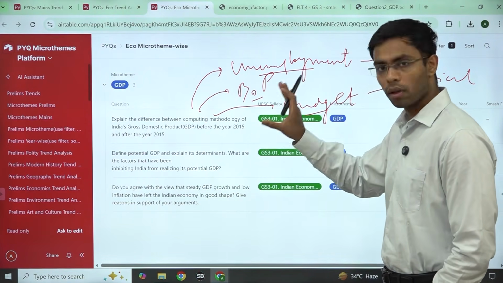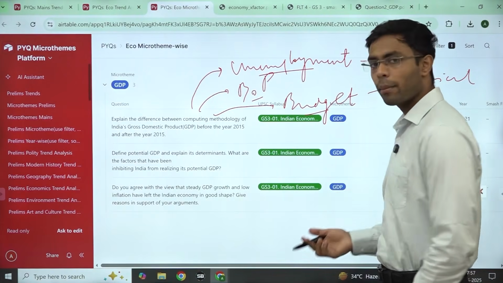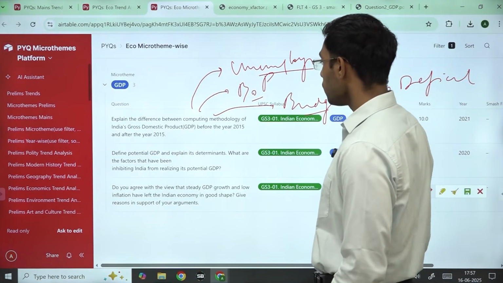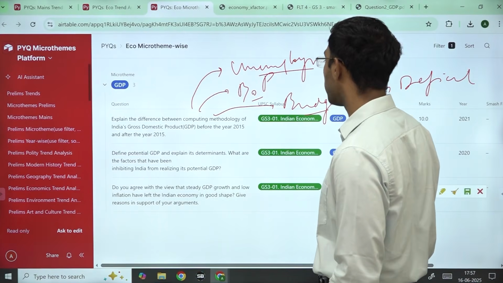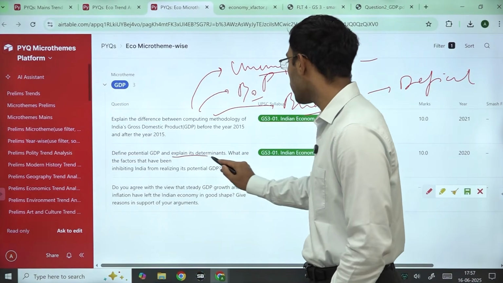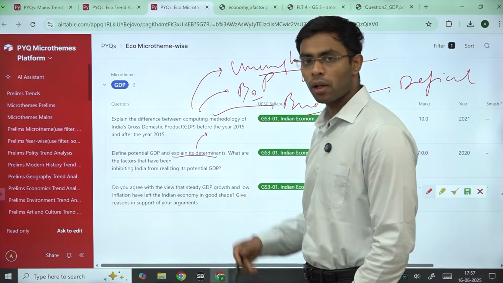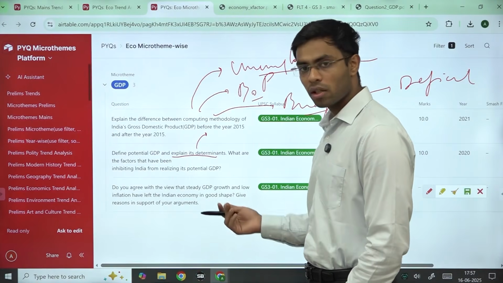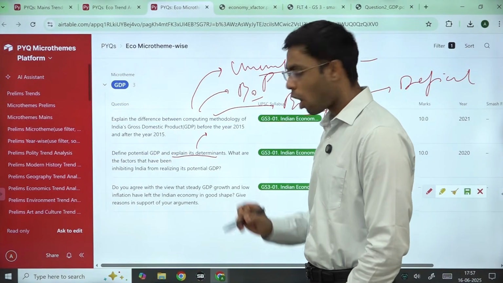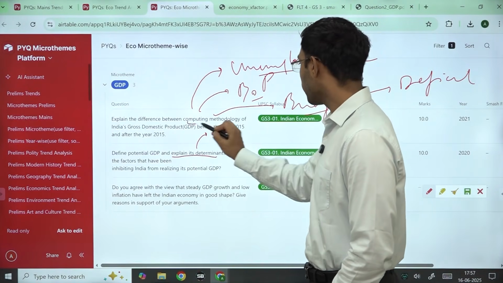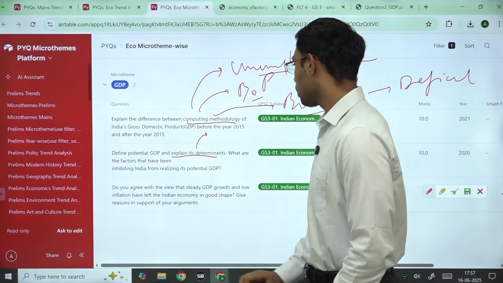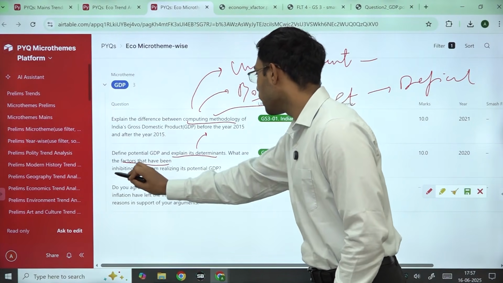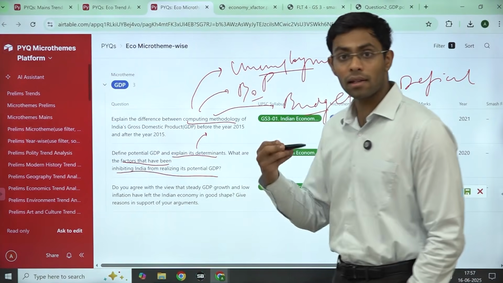So once you know the topic, look at the PYQs. Let's, for example, take the second PYQ here. Define potential GDP, explain its determinants. Again, explain its determinants is asking you to tell what it is, what are the calculations, what is the formula for this, how do you calculate this. Here also, computing methodology, determinants, factors that have been inhibiting India from realizing. So an analysis into that.